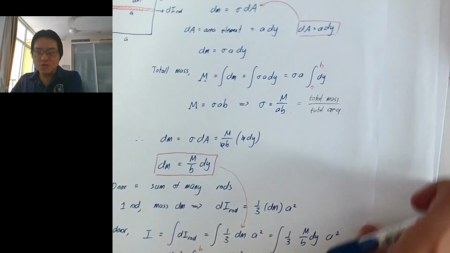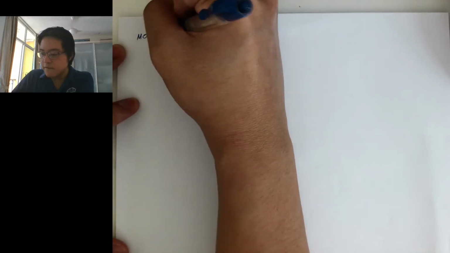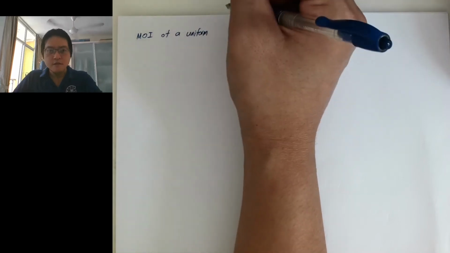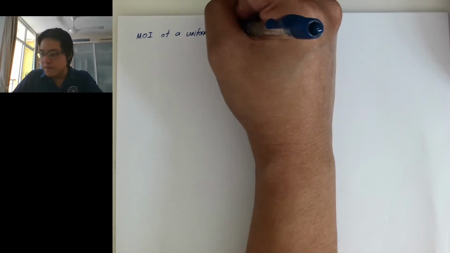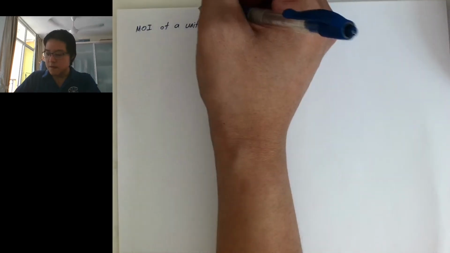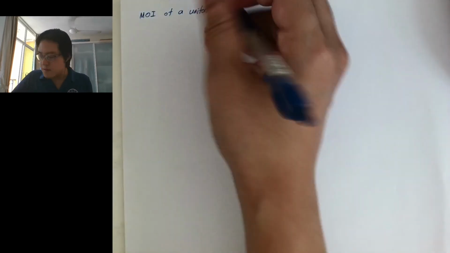So the next two-dimensional object I want to show you is a disk. Again, let's consider a uniform disk. So, the moment of inertia of a uniform disk. Let's try to draw a disk. So a disk is like this.